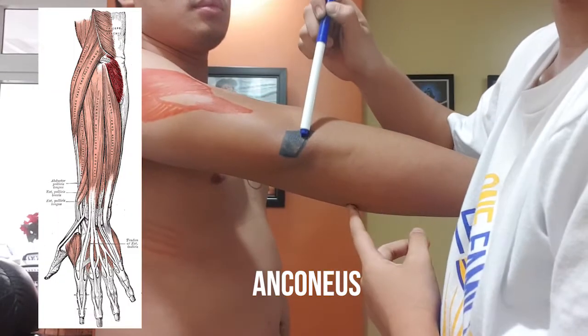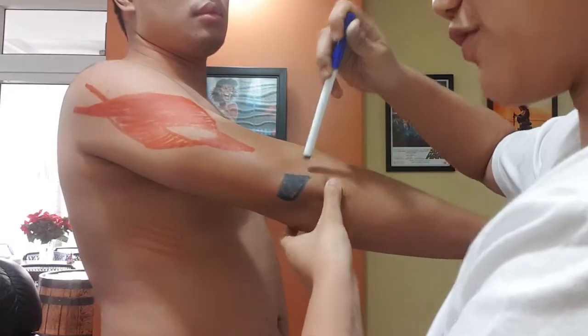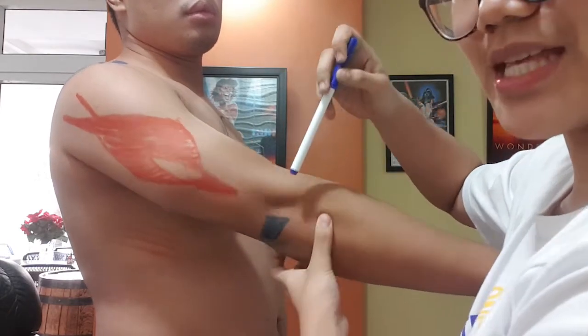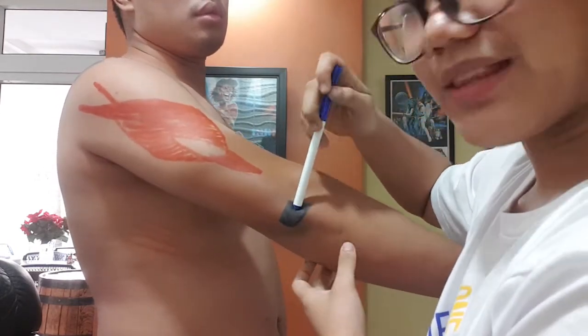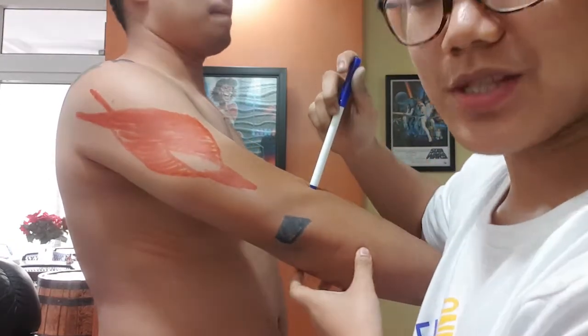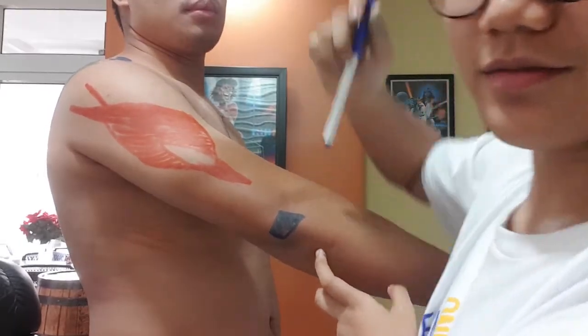This is the anconeus muscle. It originates at the lateral epicondyle of the humerus, and it inserts at the lateral surface of the olecranon and the superior part of the posterior surface of the ulna.